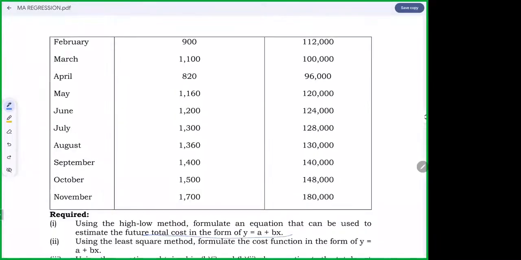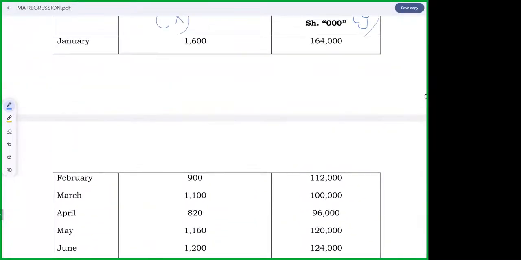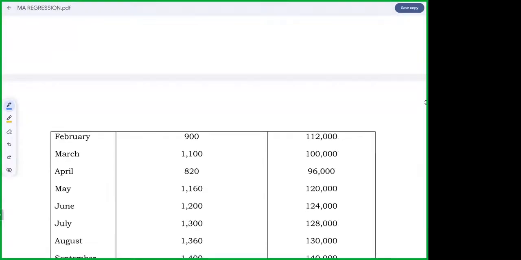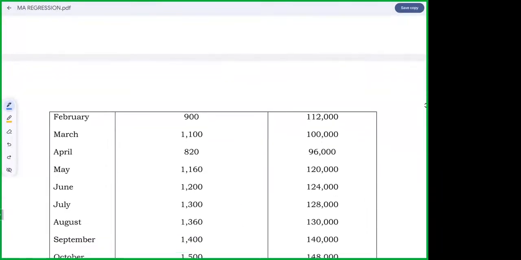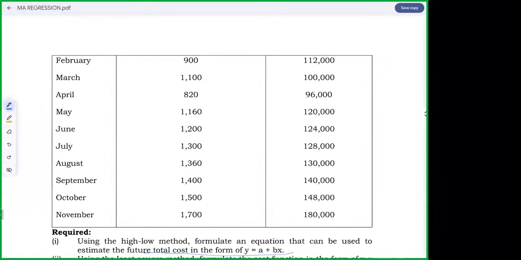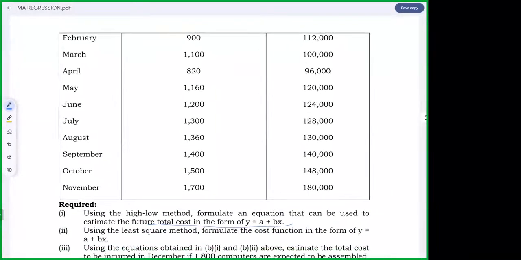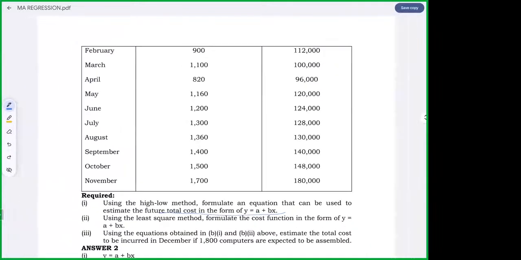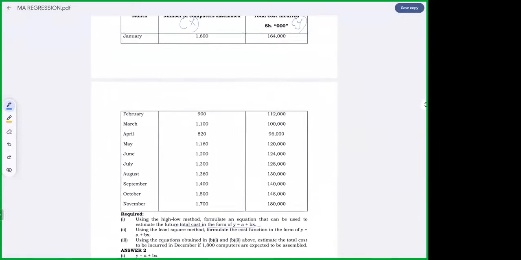So no worries. You need to look around the column of X and pick the smallest. Is there somebody who can give me the smallest number in this column of X? April, the smallest number is 820. You pick it together with that one. Thank you so much, Daniel Ruto.